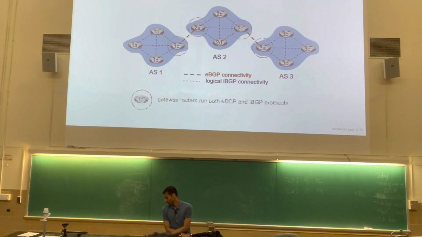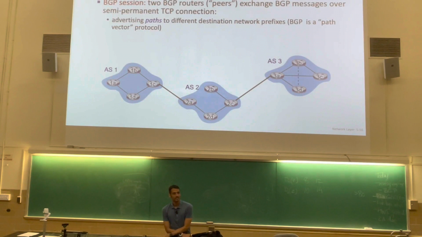Any connections between border routers or border gateway routers, those are eBGP links, eBGP sessions. What is an eBGP session? It is just a TCP session. We said OSPF runs on top of IP. OSPF is its own transport protocol. It doesn't use TCP or UDP. BGP, however, uses TCP as its transport protocol.